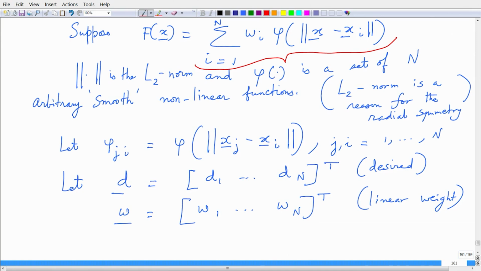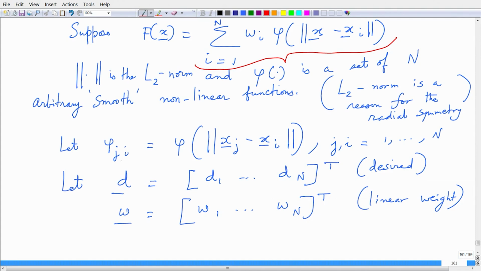And you may wonder at this stage why we are bringing in this L2 norm here within this nonlinear function. L2 norm has radial symmetry, it is isotropic, and so it does not skew the direction, and we want to have these nonlinear basis functions with radial symmetry. So therefore we want to call them radial basis functions. The Gaussian is an example of the radial basis function.